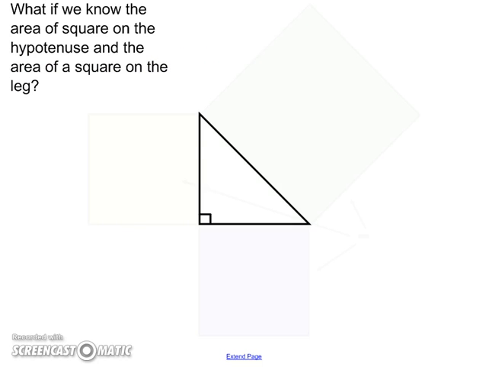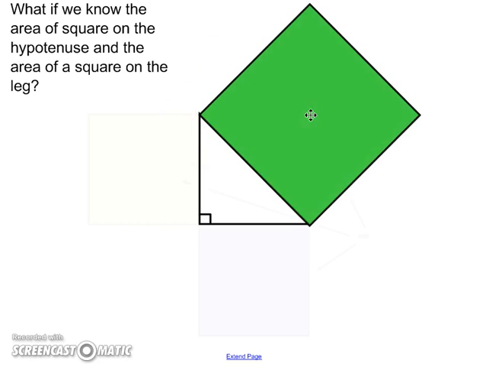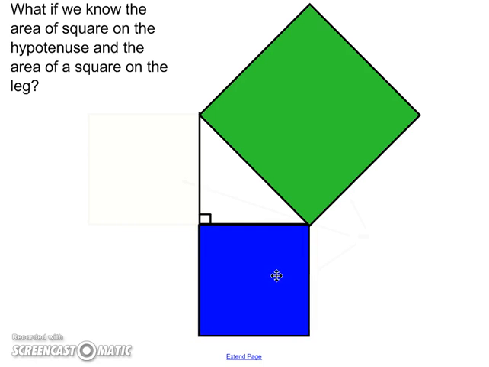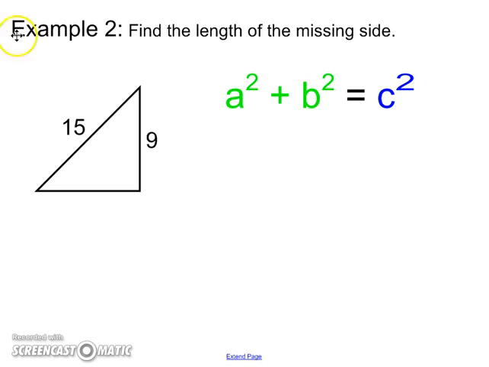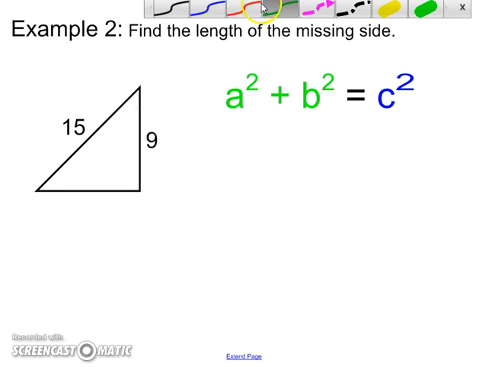In this particular case, though, we're going to go backwards. What if we know the area of the big square, of the hypotenuse, and we know the area of one of the legs, and we want to find the area of the other leg? Well, in that case, we're working backwards. We're going to have to subtract. So if I know this and I know this, if I subtract the little out of the big, I'm left with the other little. And this is how it works if you use the formula.